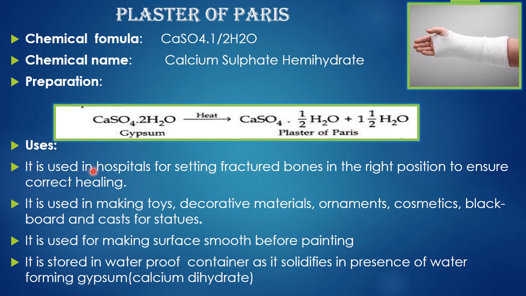Now where is it used? In hospitals by doctors for setting fractured bones in the right position to ensure correct healing. It is used for making toys and decorative materials. It is used for making the surface smooth before painting. POP is done before painting.